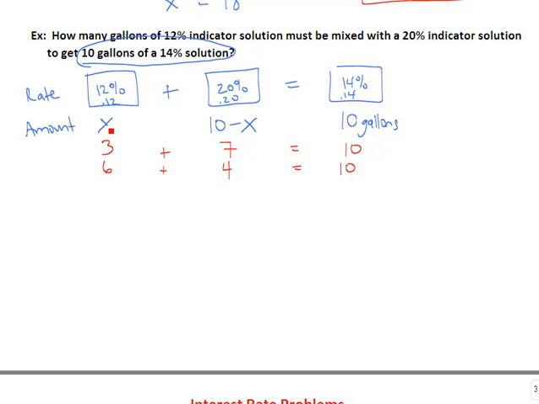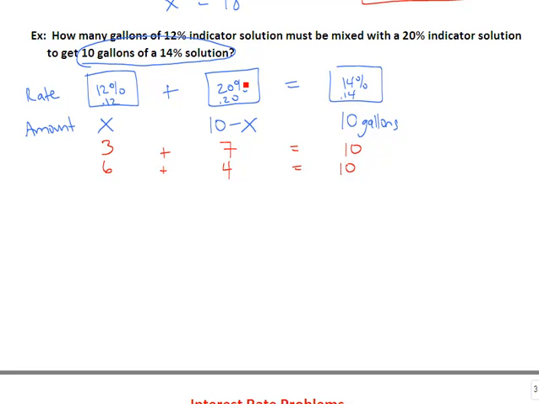So if I let x be the first amount, the second amount has to be 10 minus that so that I don't exceed my 10-gallon limit that I'm trying to attain. Okay? So that's a little bit tricky. What we're going to do next, once we've assigned those variables and those amounts, we're now ready to set up our equation, and that's going to be the same that we've always done.